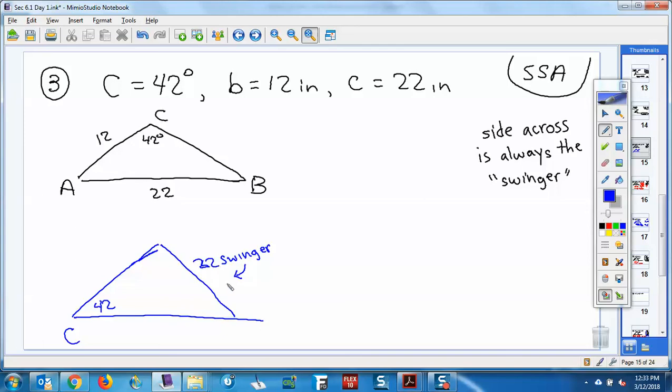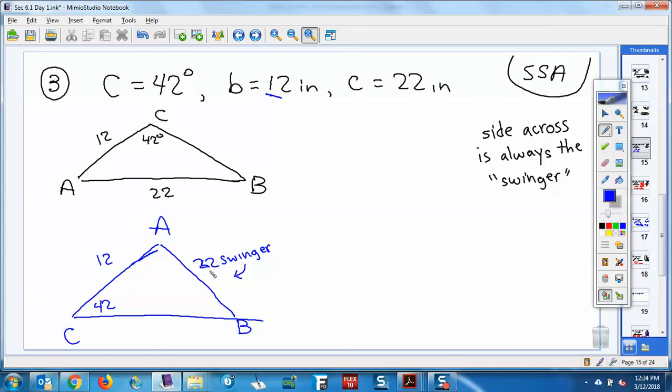So 22 has got to be this one over here. That's the little c. And then I want B to be over here. I want the other one I've been given to be here, so I'm going to call this B. They called 12, the other one I'm given, B, so I'm going to make that be B and make that be A, right? So first thing I do, I notice I have SSA. I want to take that angle and stick it down here in the bottom left. That makes it easier because then I always have the swinger up there and I can always visualize that thing we talked about.